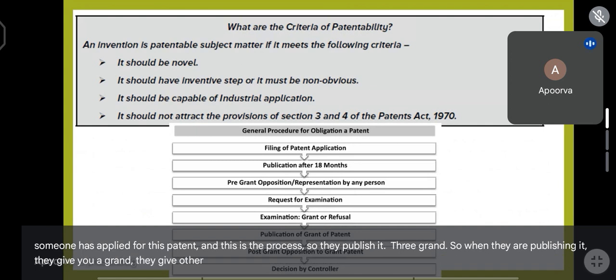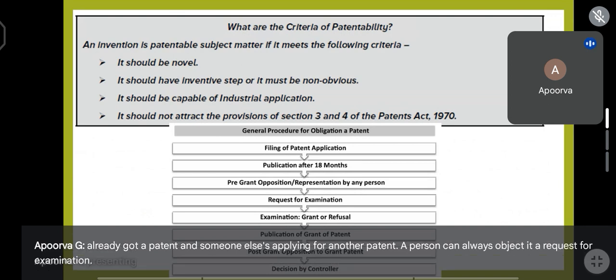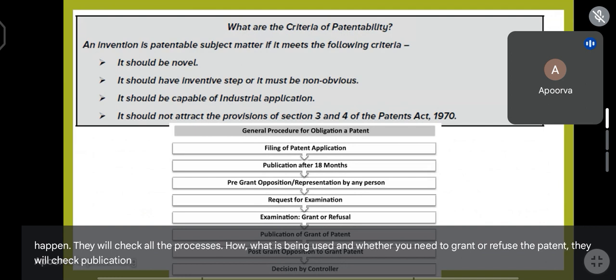Other people can make a representation, or any person can claim on it. If someone already got a patent and someone else is applying for another patent, a person can always object. A request for examination: if the authorities feel that someone has wrongfully applied for a patent, an examination will happen. They will check all the processes, what is being used, and whether to grant or refuse the patent. Publication of the granted patent: whatever patent has been granted, it will be published.